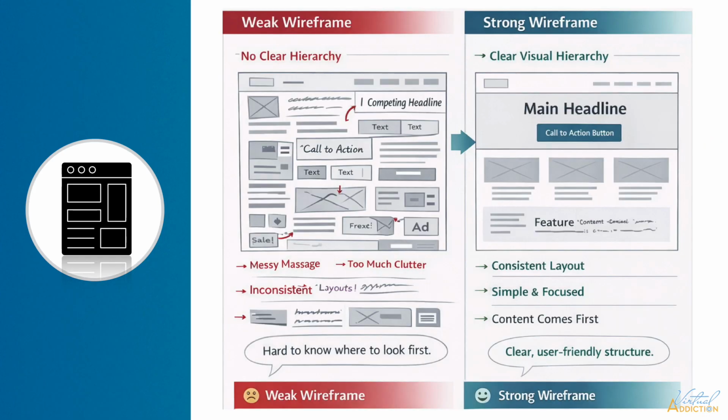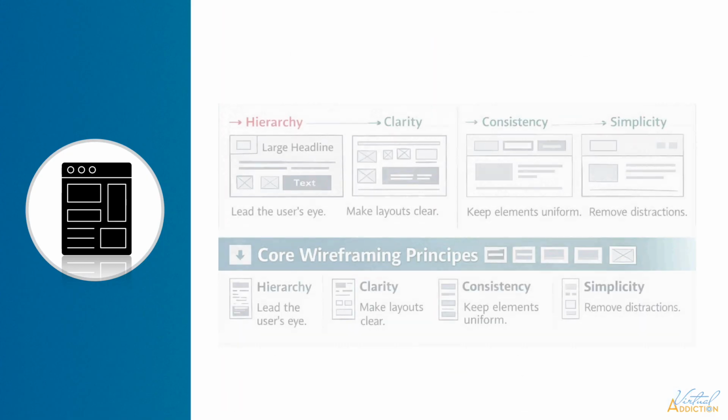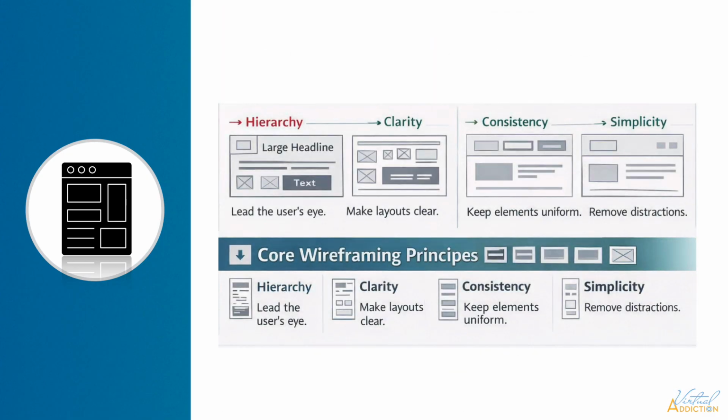This visual shows bad and good examples of these principles in action. The bad version ignores hierarchy, clarity, consistency, simplicity, and content priorities. The good versions apply all 5 principles together, and that's when wireframes really start to work.